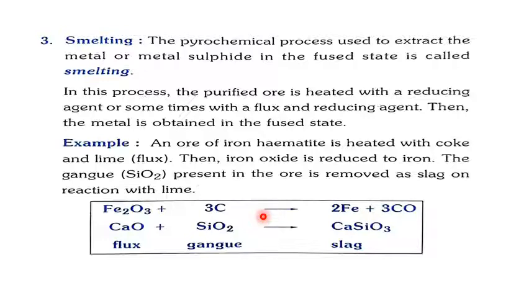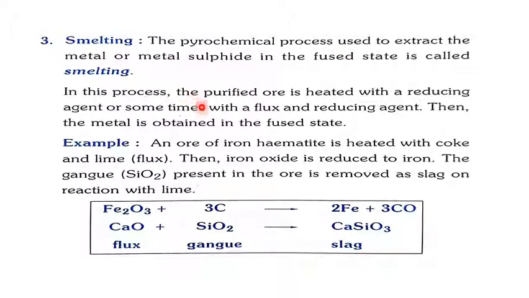Smelting is a pyrochemical process. Pyrochemical process means high temperatures are used in the process. So in smelting, high temperatures are used. Smelting is used to extract the metal or metal sulfide in the fused state. Fused state is the liquid state.